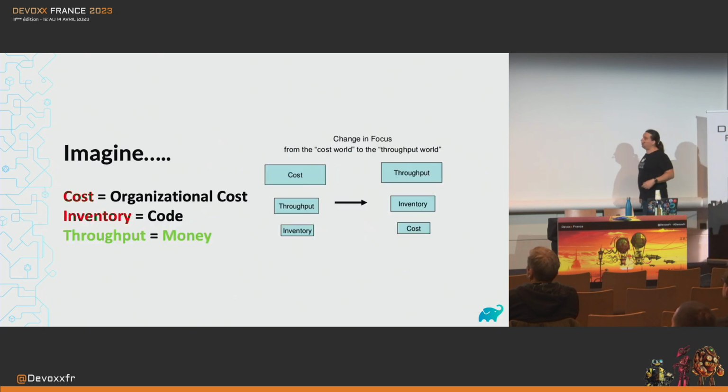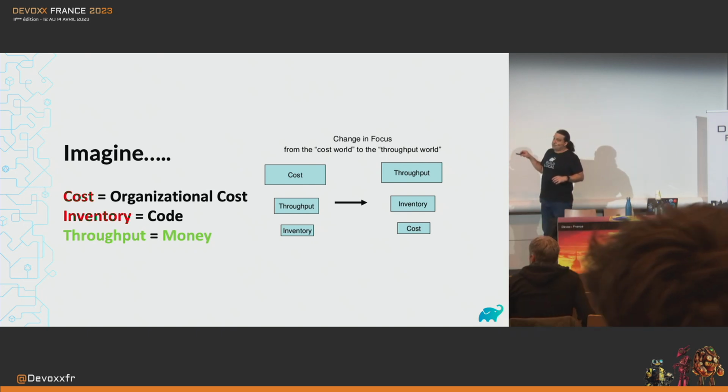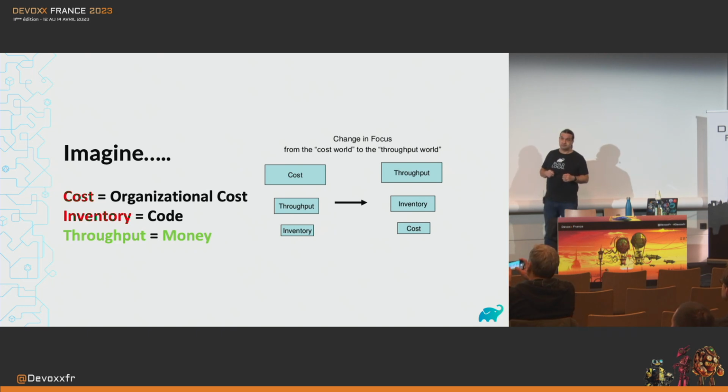So if you can just imagine, take a quick stretch. In a software organization, cost is organizational cost. What are we paying our engineers? Inventory is code, okay, right? And then throughput is money. All right.